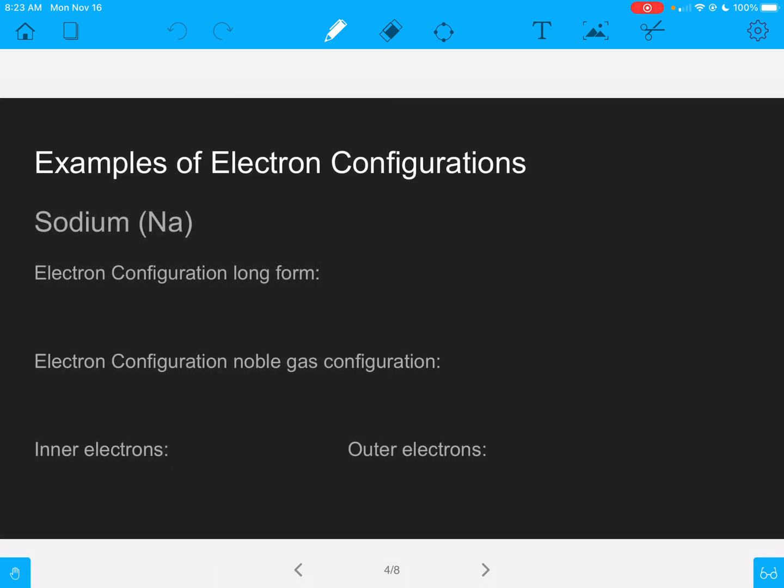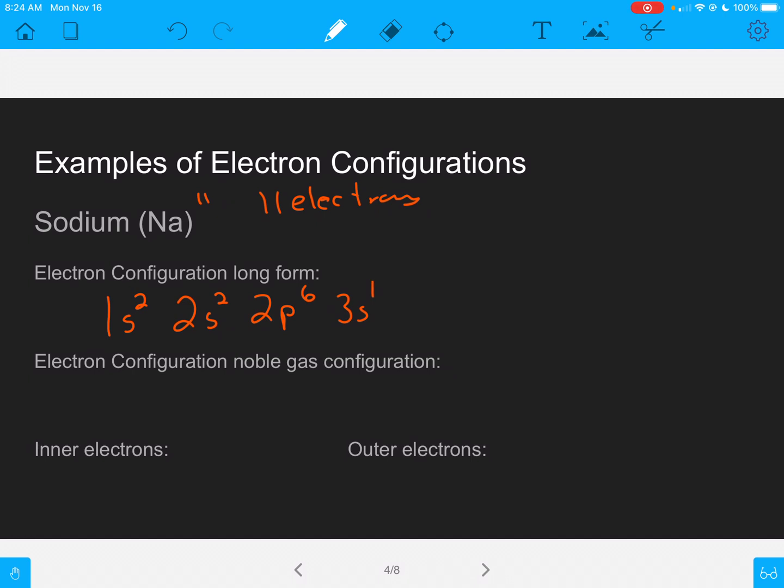Okay, so back to this. Let's do electron configuration. What is the electron configuration for sodium? Well, we know that sodium is atomic number 11, which means it has 11 electrons. So we're going to put them in electron configuration like this. 1s2, there's 2 electrons. 2s2, there's 4 electrons. 2p6, that's 10 electrons. We only have 1 left, and it's going to go in the 3s1.